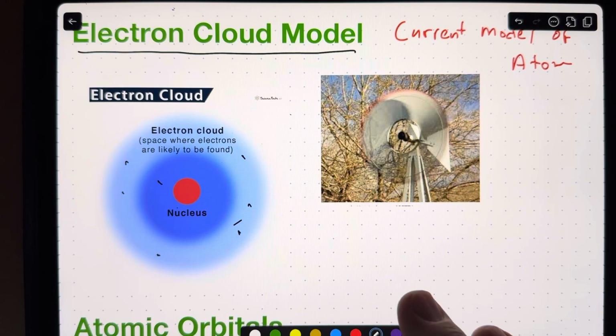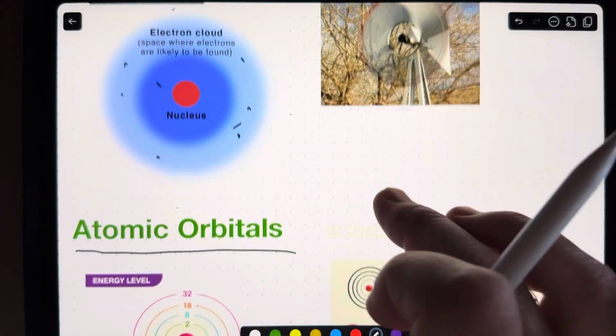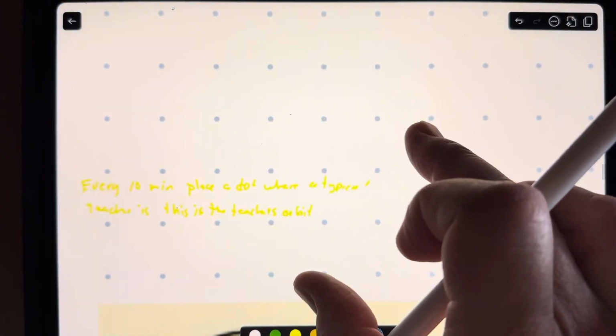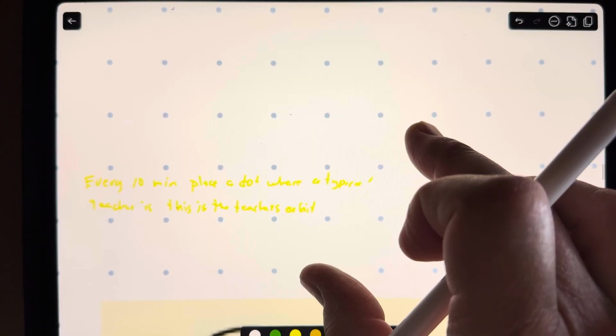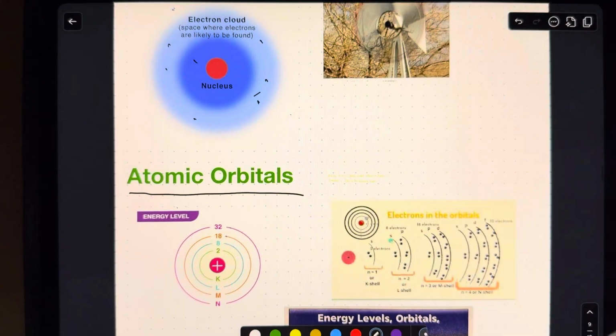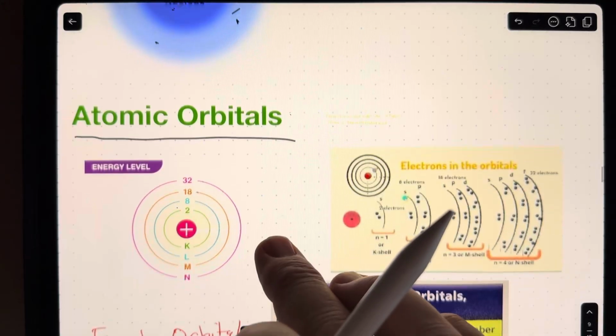Okay, now, next step. Let me see what this says. Every 10 minutes, place a dot with the tip. Okay. Don't know what that was when I wrote it down.